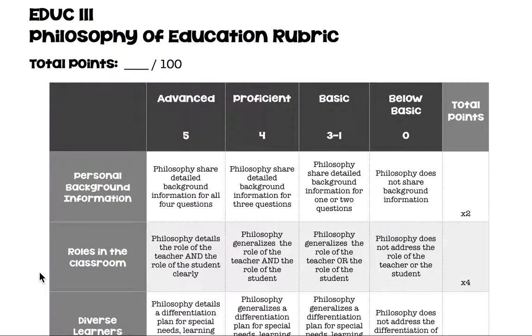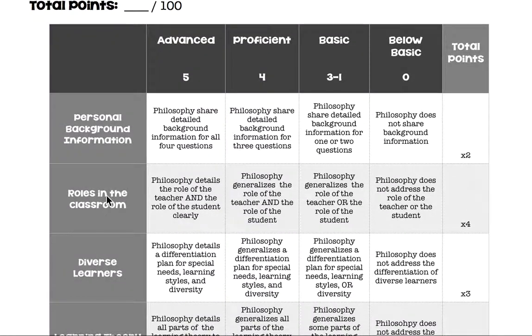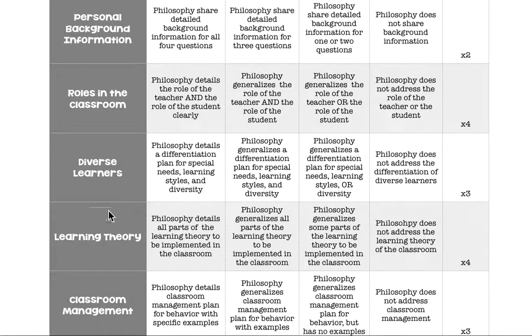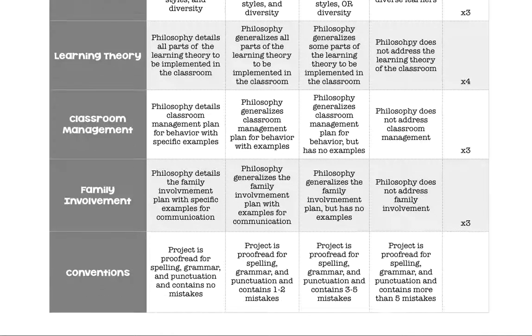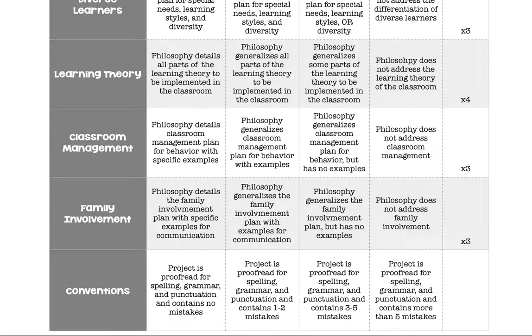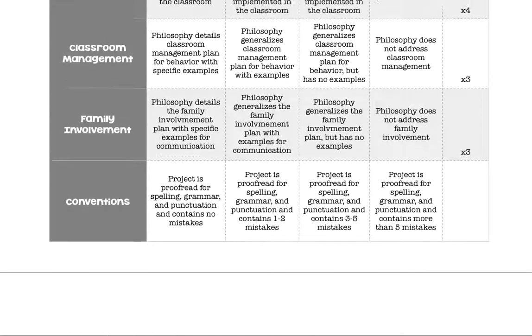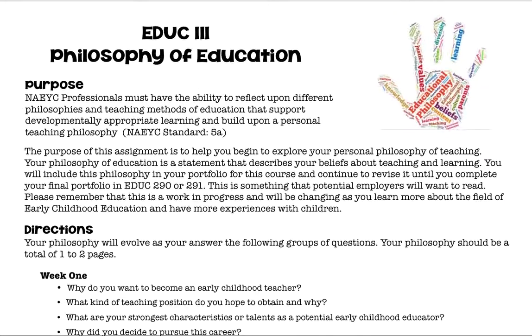It's worth 100 points. And basically for each section of question, I'm going to rate your scores from advanced to below basic. And you can go through that, but we'll look at the personal background information questions, the roles in the classroom between the teacher and the student, diversity of learners, learning theory, classroom management, family involvement, and then I will grade your project overall for conventions, meaning you've proofread it for spelling, grammar, punctuation. So it's a pretty clear-cut basic project.